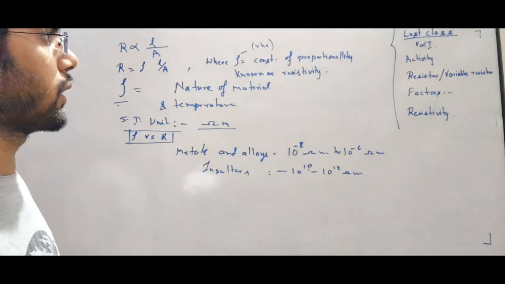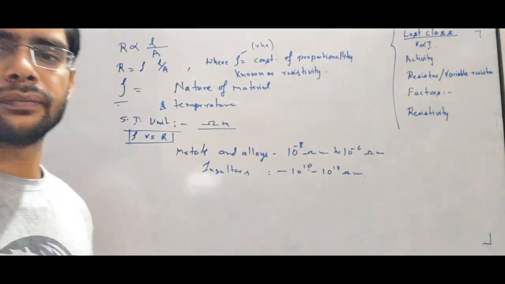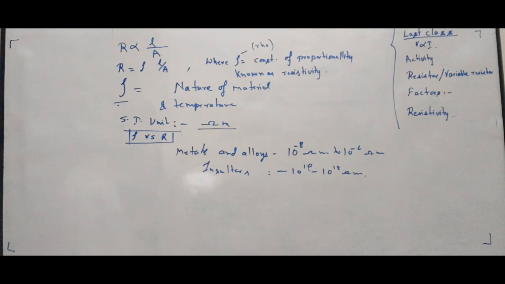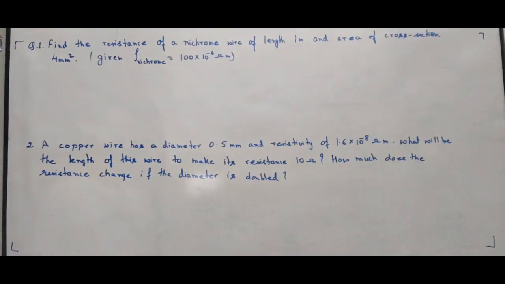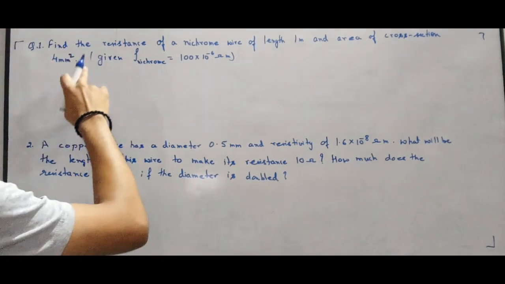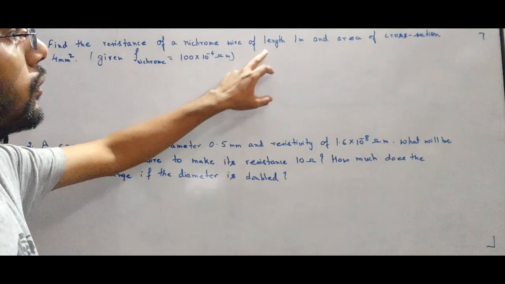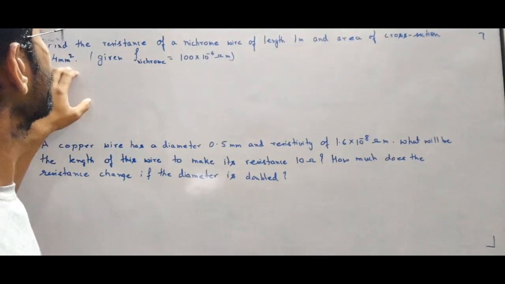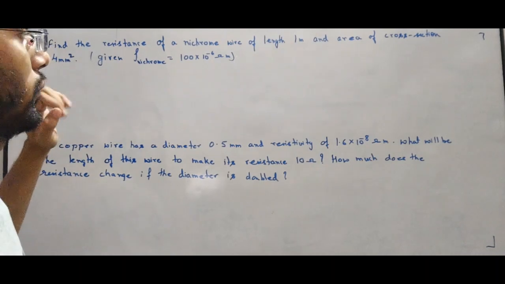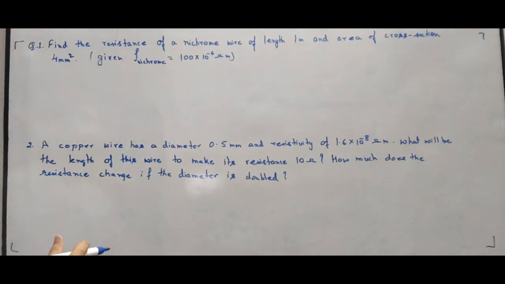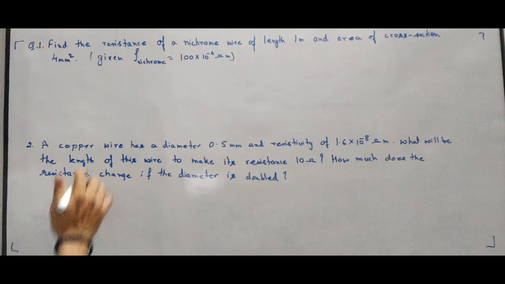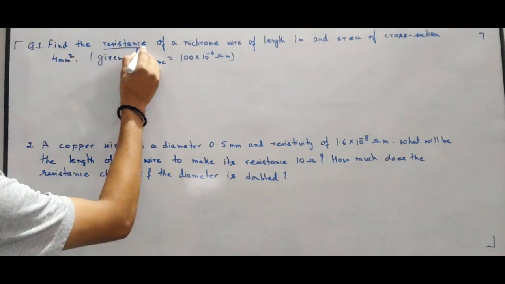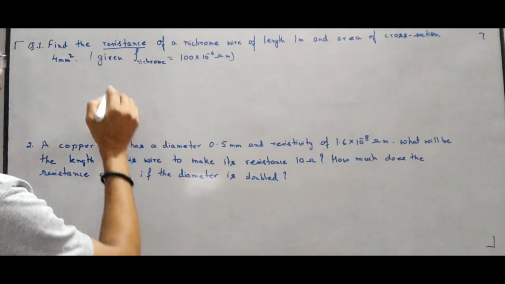Yes, let us just try to solve. Okay, so here is the question I have written. Now let us try to solve. So the first question is: find the resistance of a nylon wire of length 1 meter and area of cross section 4 mm square. Yes, so very first thing what we do, students, is we write the data. It is asking about what? Resistance. Yes, so what is given?